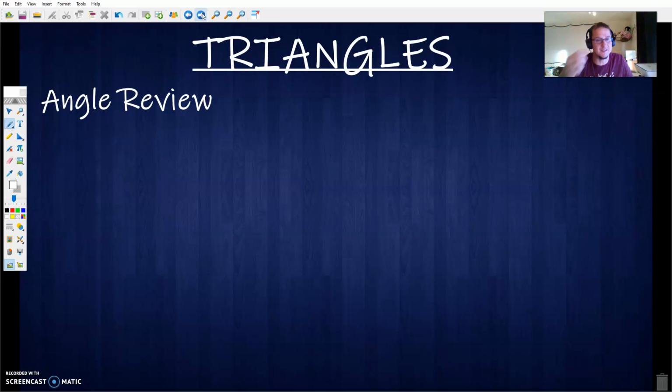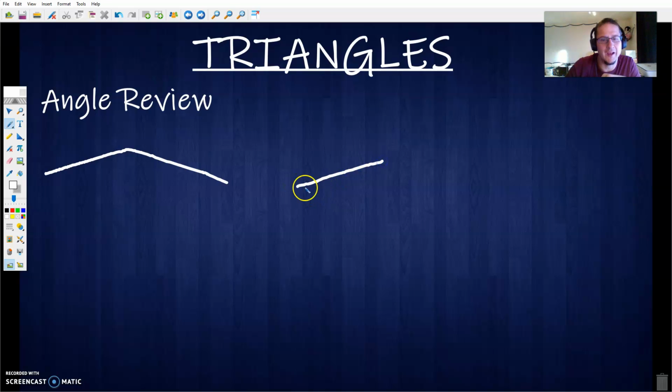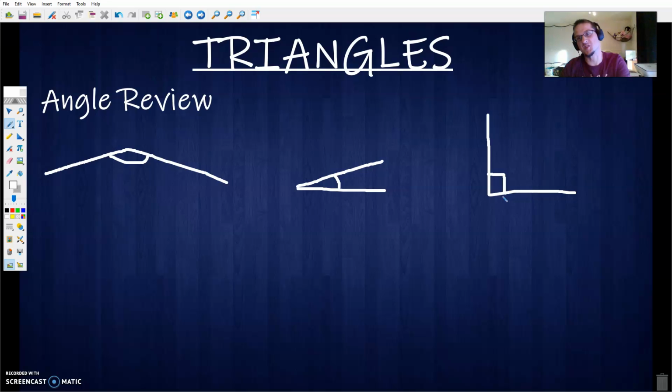So let's get a little bit more specific now. To do that, we need to review angles. If you remember, we had three kinds of angles that we talked about. We had angles that were big. We had angles that were small. So this big angle, this small angle, and then we have angles that make a perfect corner. I'm going to do my best to draw that. Okay, so we had these three types of angles.